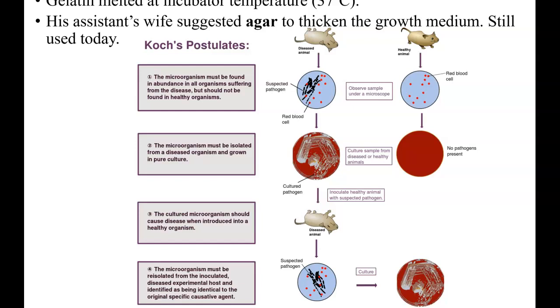Then he said, once we grow it in a pure culture, then we can take it, put it into a healthy organism, and it should cause the same disease. He said, finally, in that organism, we must be able to re-isolate it and then grow it in pure culture. So going through this series of tests, the postulates allow us to prove which organisms caused which disease. And so we call those Koch's postulates.